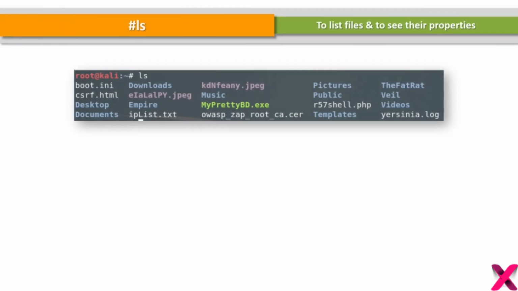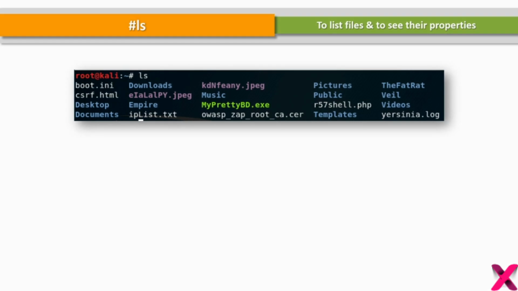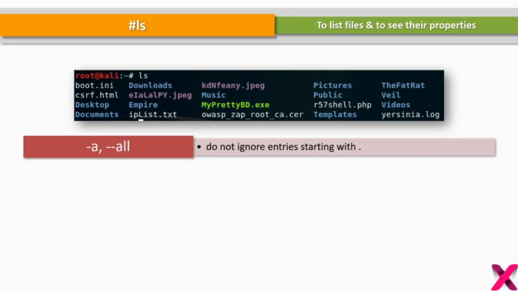The ls command is used to list files or directories in Linux and other Unix-based operating systems. Just like you navigate in your file explorer or Finder with a GUI, the ls command allows you to list all the files or directories in the current directory by default and further interact with them via the command line. -a or --all lists files or directories, including hidden files or directories. So in Linux, anything that begins with a dot is considered a hidden file.